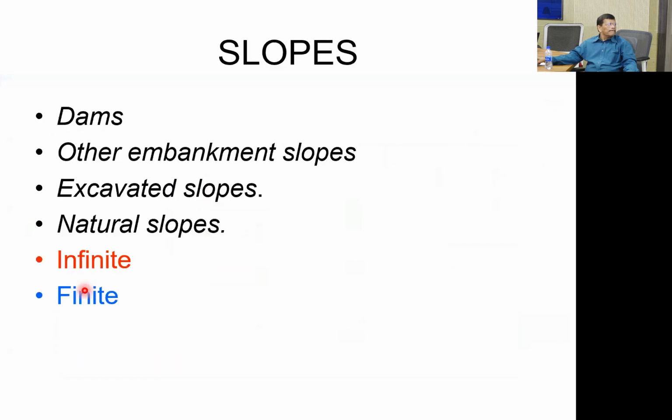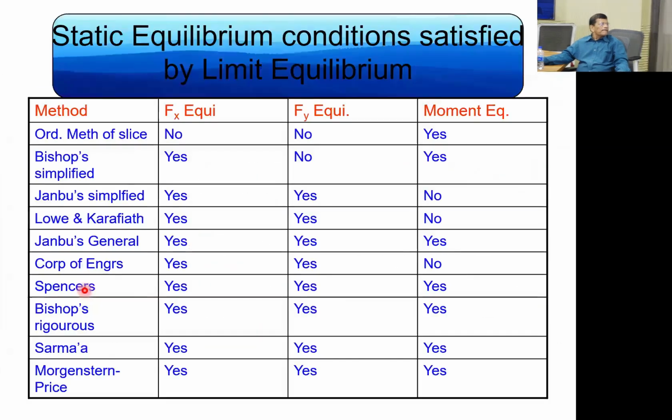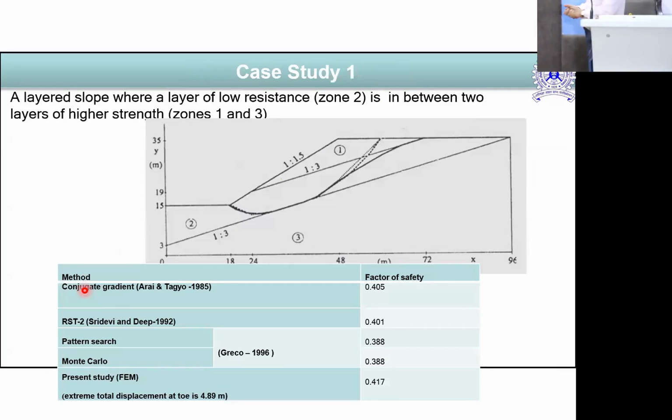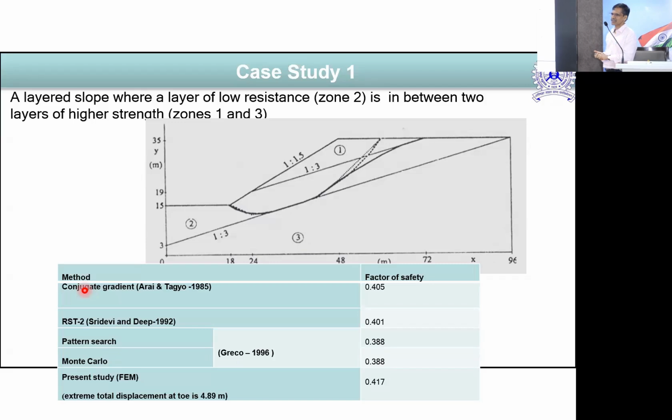Okay, so I am going with some example now. That will also make it clear. So this is the example. The slope is 1 is to 3. Now they want to revise it to 1 is to 1.5. And now suppose I am putting a different factor of safety.